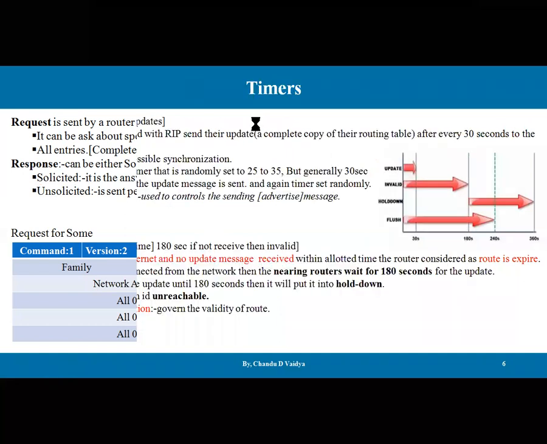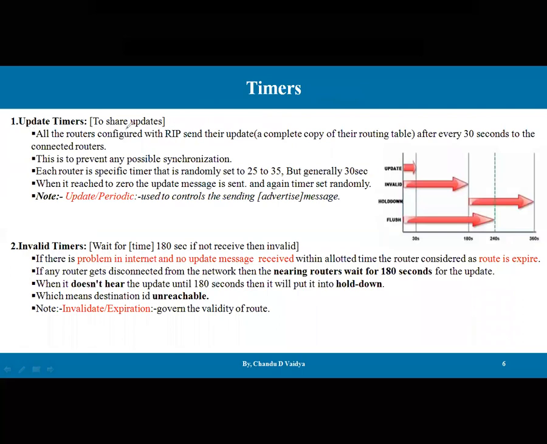Then there are some timers, guys. There are actually four timers. The very first is the update timer. An update timer is used to share the updates between the routers. In the router configuration, RIP sends its updates, a complete copy of the routing table, every 30 seconds to the connected routers. So after every 30 seconds, every router exchanges its table with its neighbors, so that every router can have updated routing information.